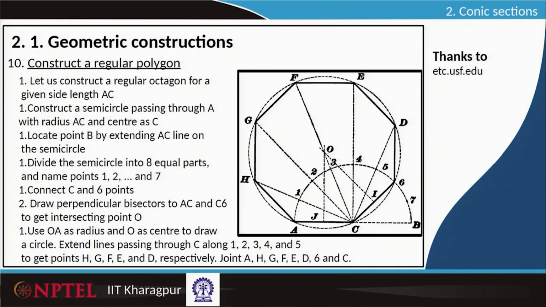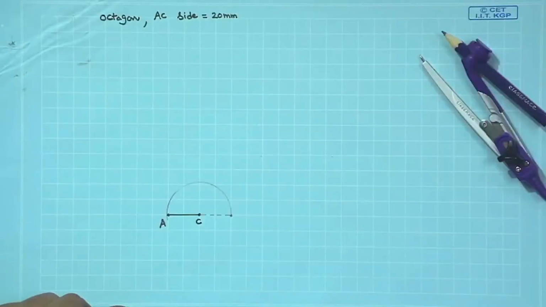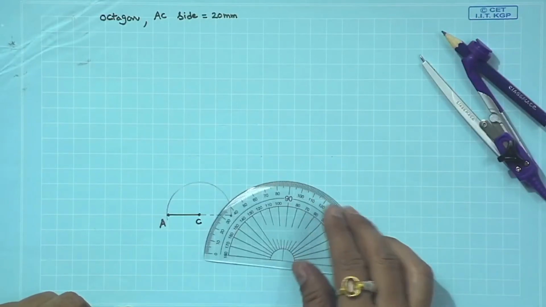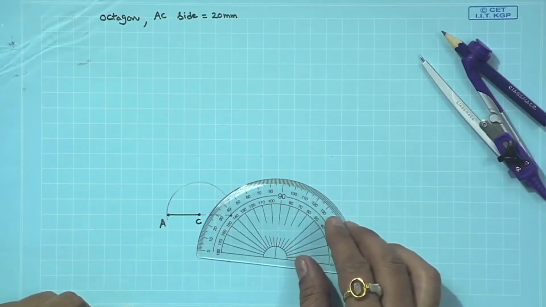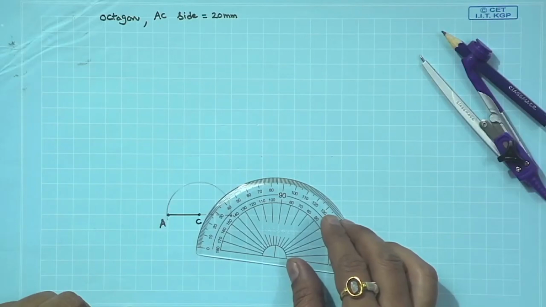the remaining points like 1, 2, 3 and so on, 7 points on this semicircle, because we would like to construct an octagon of 8 equal sides. So, we are going to divide this semicircle into 8 equal parts. One, we can use our protractor, divide this 180 degrees into 8 parts. So, the resulting angle we can really locate it.